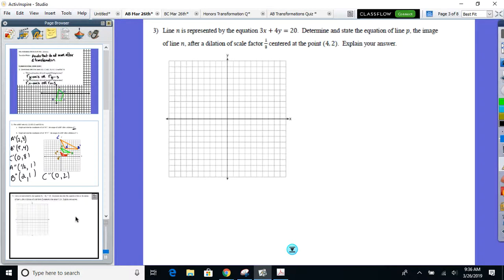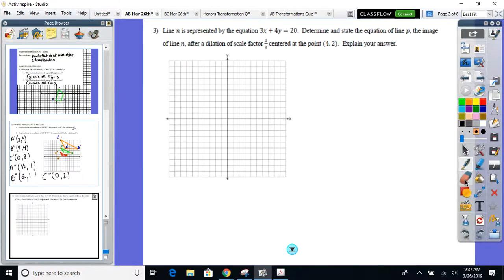Okay, I got line n, 3x plus 4y equals 20. Find the equation of P, where after I dilate this line by 1/3, stop right now reading, 1/3. Are all the points on this line going to get closer or further away from 4, 2, the point I'm dilating around? Closer, because it's 1/3, in between 0 and 1. So all the points on this line are going to get closer to 4, 2. How much closer, and how can we find the actual points?